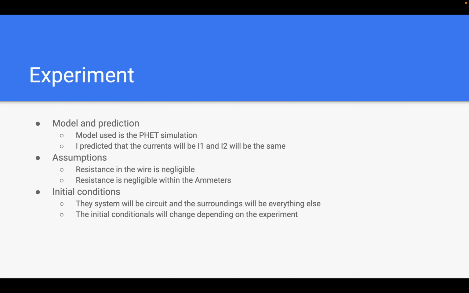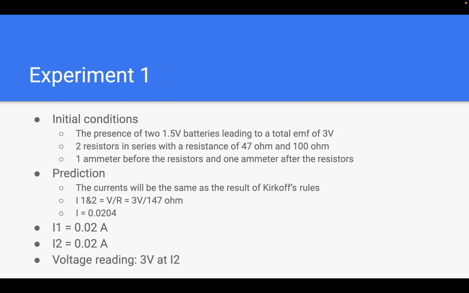predicted that the currents I1 and I2 will be the same. And for assumptions, I assumed that resistance in the wire is negligible and resistance is negligible within the ammeters. And with the initial conditions, the system will be the circuit and the surroundings will be everything else, and the initial conditions will change depending on the experiment.